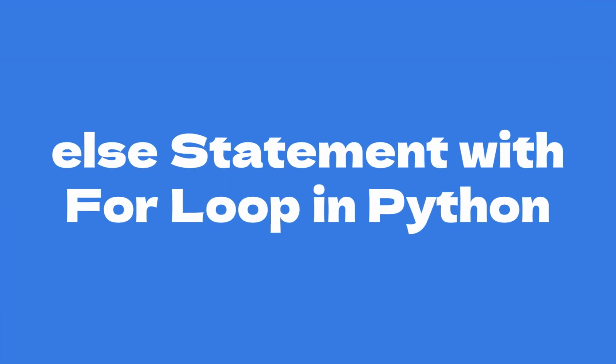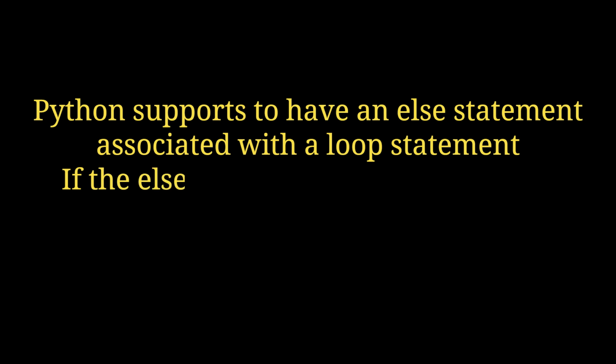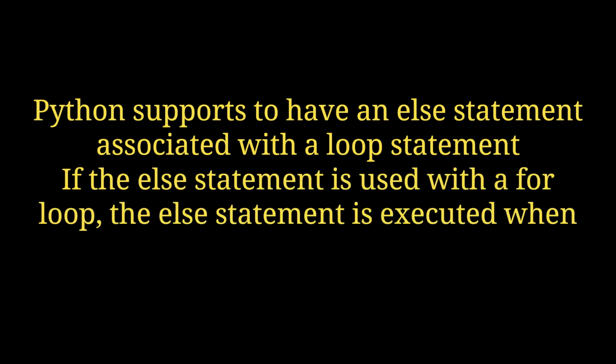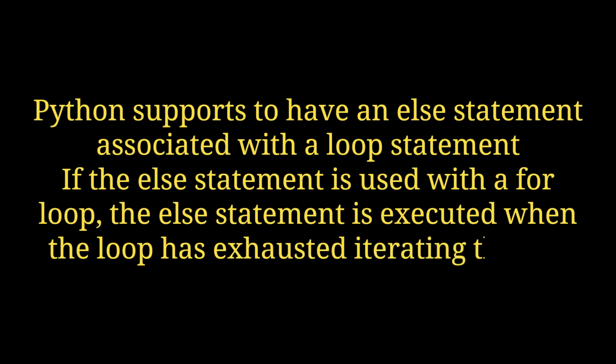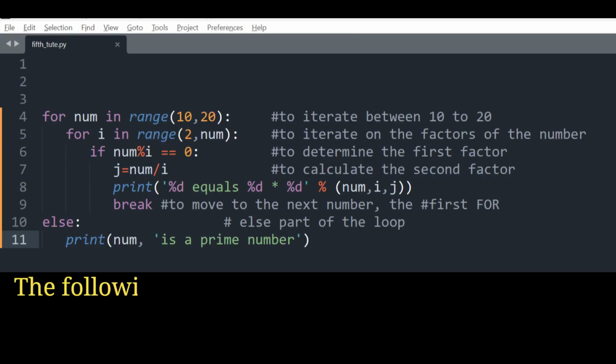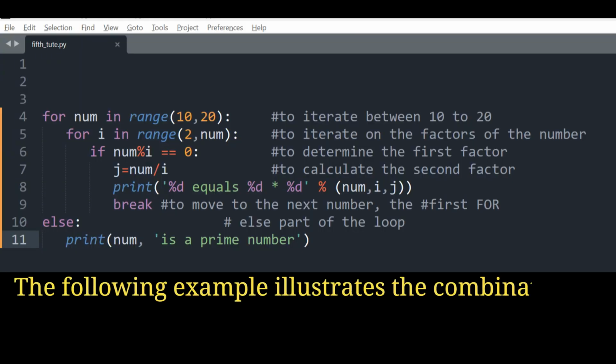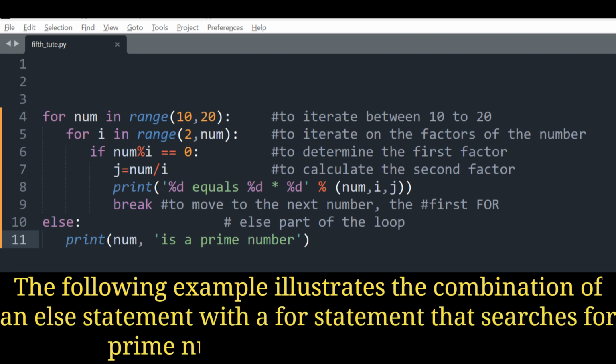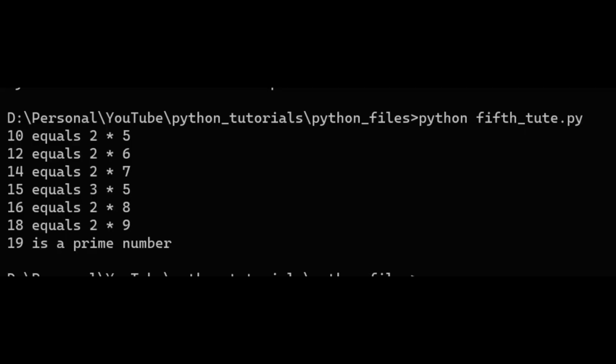Else statement with for loop in Python. Python supports having an else statement associated with a loop statement. If the else statement is used with a for loop, the else statement is executed when the loop has exhausted iterating the list. The following example illustrates the combination of an else statement with a for statement that searches for prime numbers from 10 through 20. You will get the following result when you run the Python file.